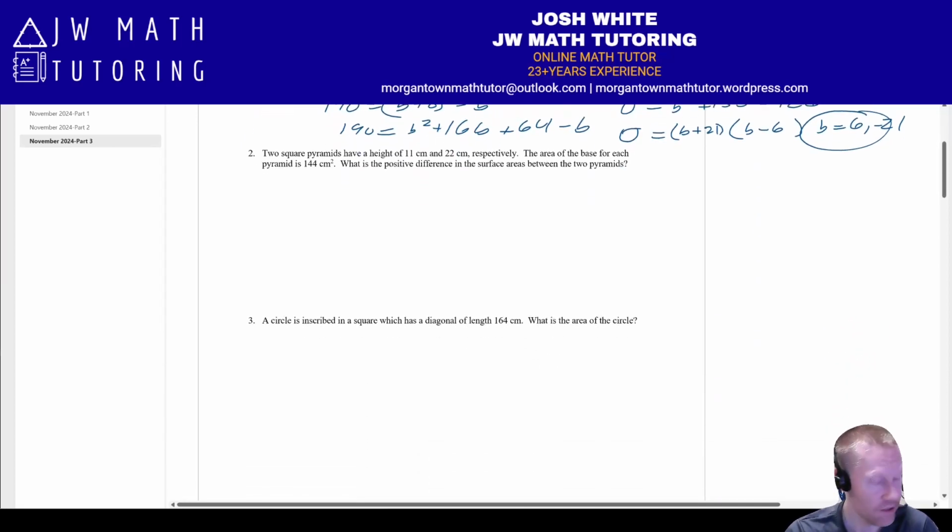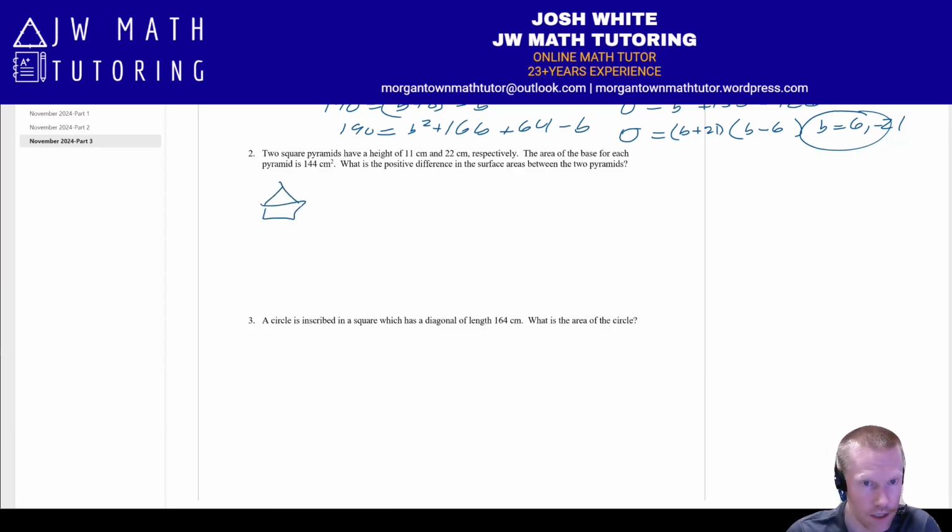All right, so looking at this next question where we have two square pyramids. So essentially what's going on is the base of each of these is 144. That means they're each 12 by 12 because it tells us they're squares. Square root of 144 is 12. But they have different heights, okay? So one of these has a height of 11, the other has a height of 22. What's the difference in the surface area? Specifically positive difference, meaning larger surface area minus smaller.